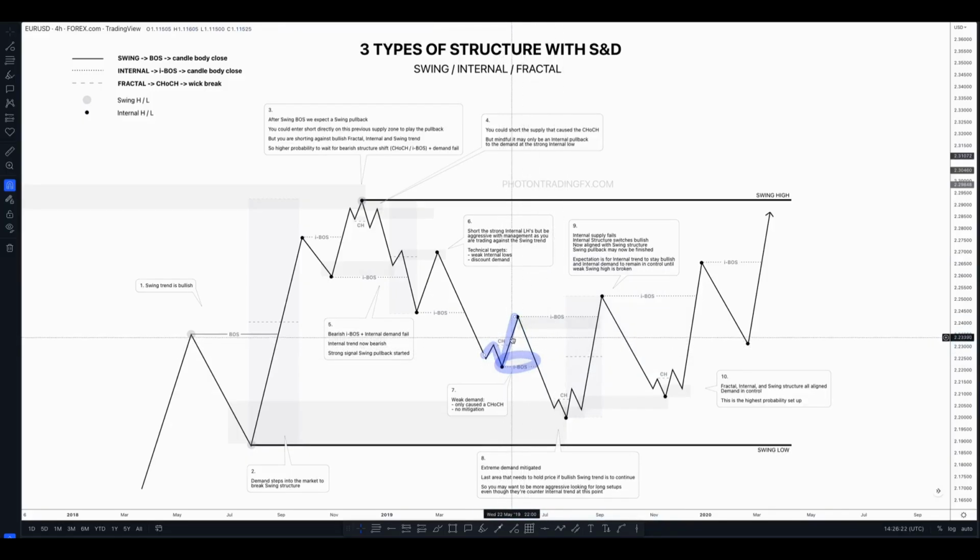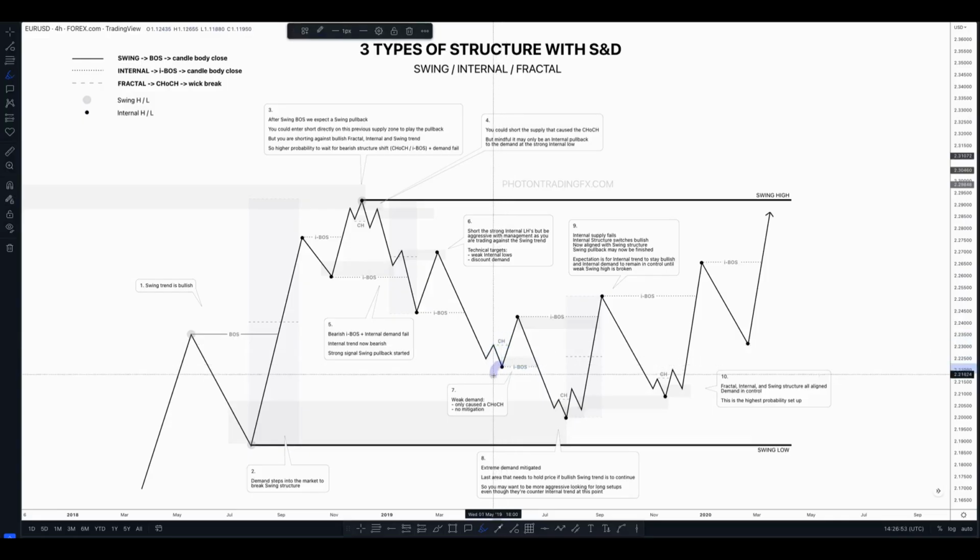remember, change of character only signals what? It only signals an internal pullback, and at that moment, the internal structure is still bearish, right? So if price pulls back and now the pullback's complete and we're trying to buy from down here, well, you're buying from a weak internal low because it never broke structure, never did its job, okay? So that's two things that can help potentially avoid taking a loss here: it only caused a CHoCH, okay? So that's not really that significant.